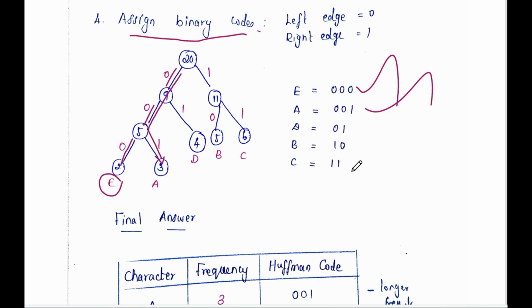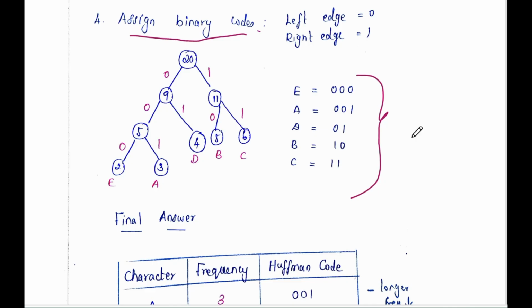What is the beauty here? The characters E and A appeared fewer times in the particular message. The frequency is very low, right? So those characters have 3 binary codes, but the frequently occurring characters D, B, C are represented using 2 binary codes. Okay, this will help to reduce the total message length. Clear? So the final answer.